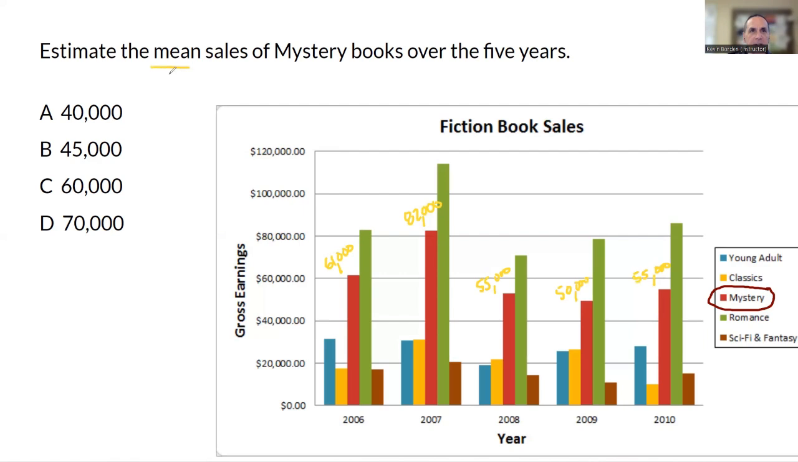And we're finding the mean, which says we have to add up these estimates and divide by 5 because there's 5 years. So let's see what we get here. 61,000 plus 82,000 plus 55,000 plus 50,000 plus 55,000. I get 303,000 as my total estimate, and I'm going to divide by 5. I get 60,600.